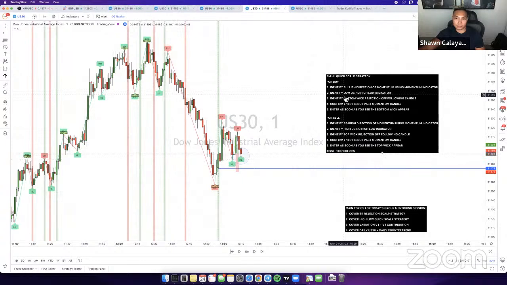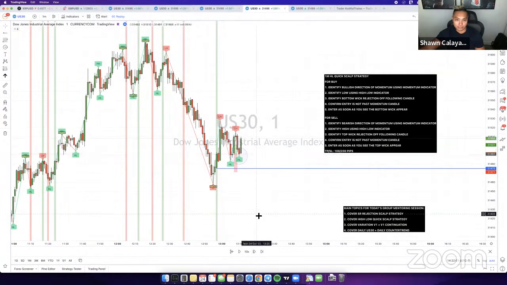You want to identify a low using the high-low indicator. You identify the low right there. You want to identify the bottom wick rejection off the following candle. So this is a low here. You're looking for the wick on the next candle. Let this trade run. And you can see right there that your entry would have been somewhere around this area.